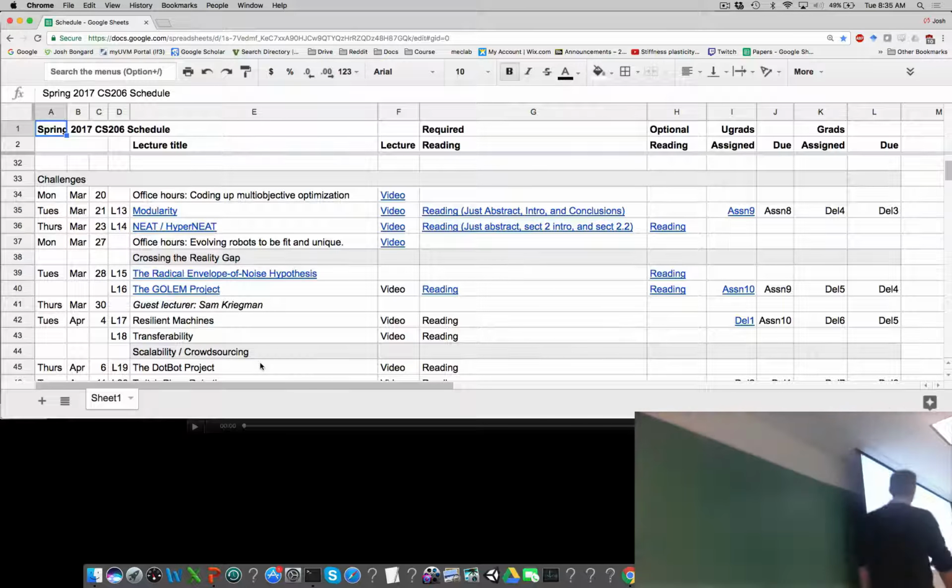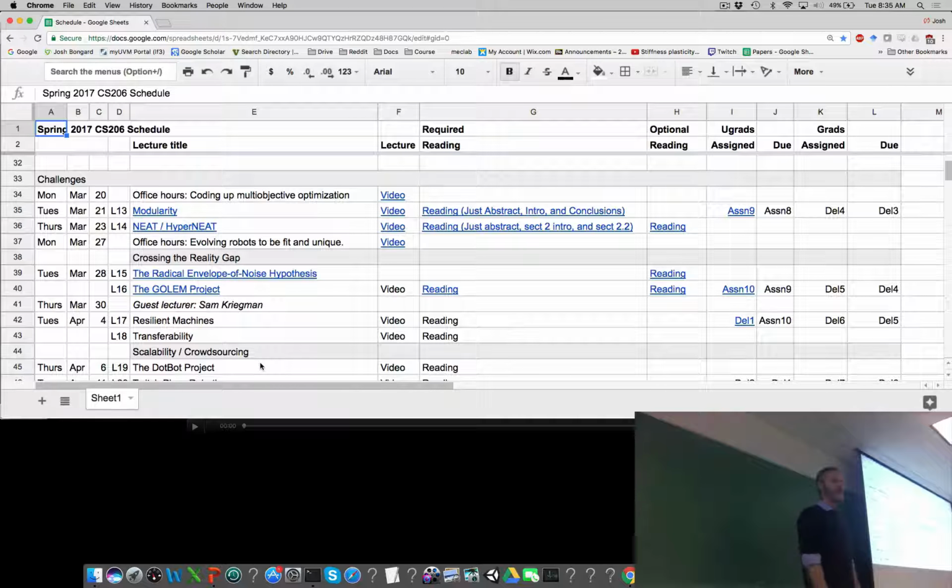Then we looked at HyperNEAT, which builds on top of NEAT. What does HyperNEAT do? What was so unique about HyperNEAT compared to all the other evolutionary algorithms we've seen so far?